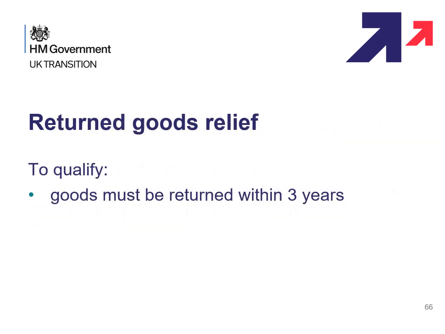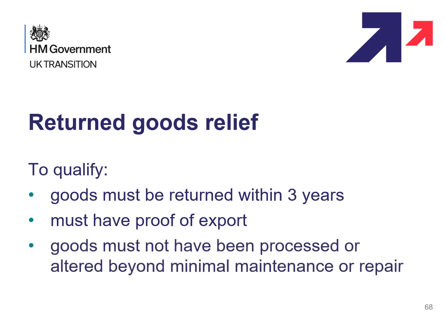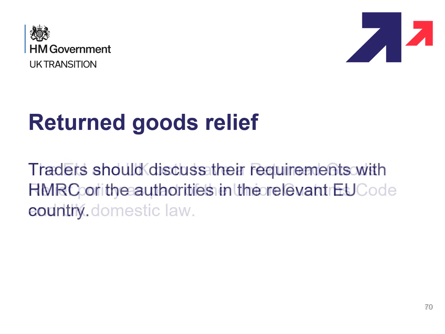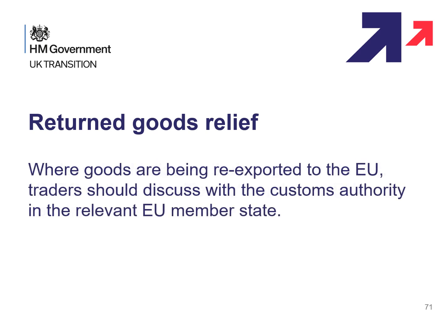To qualify for this relief, the goods must be returned within 3 years from when they were exported. You must have proof of export, and the goods must not have been processed or altered beyond minimum maintenance or repair. The EU have published guidance on this relief on their website. The EU and UK both have a returned goods relief policy as part of the Union Customs Code and UK domestic law. Traders should discuss the requirements with HMRC or the authorities in the relevant EU country. Where goods are being re-exported to the EU, traders should discuss with the customs authority in the relevant EU member state.